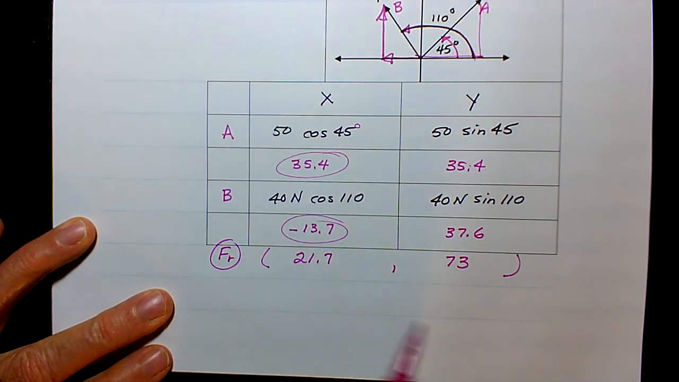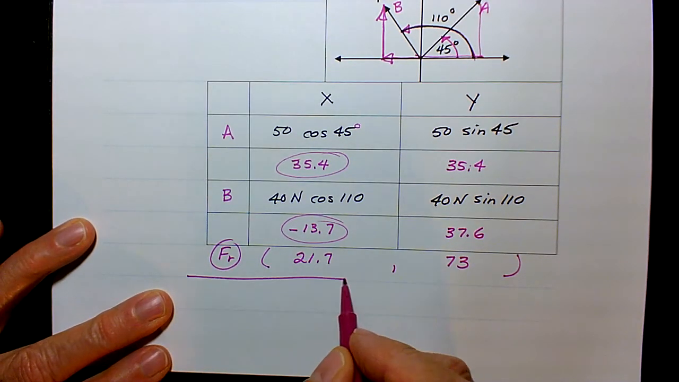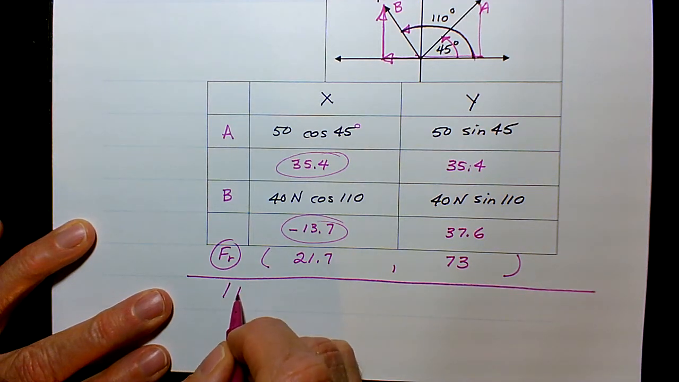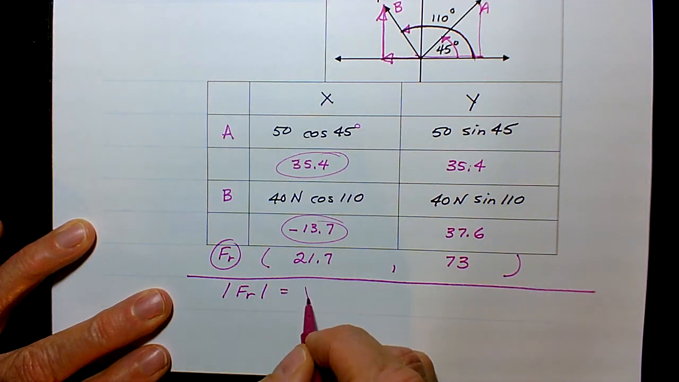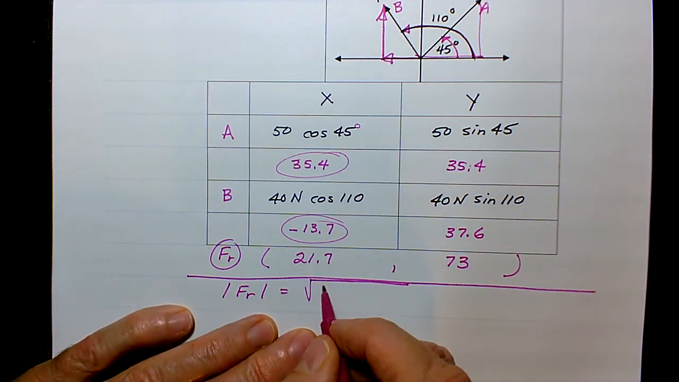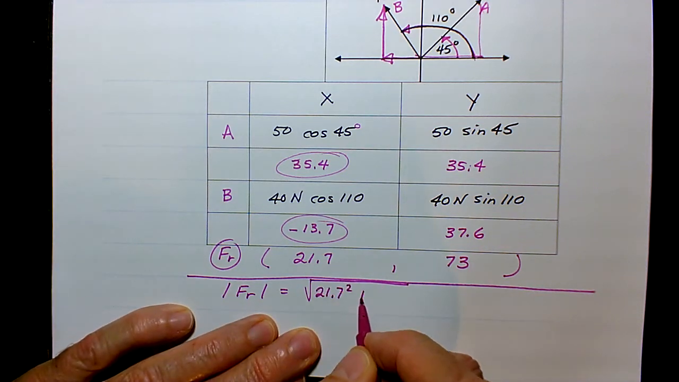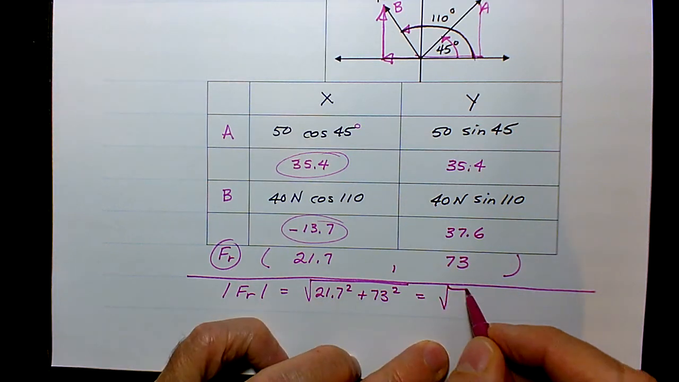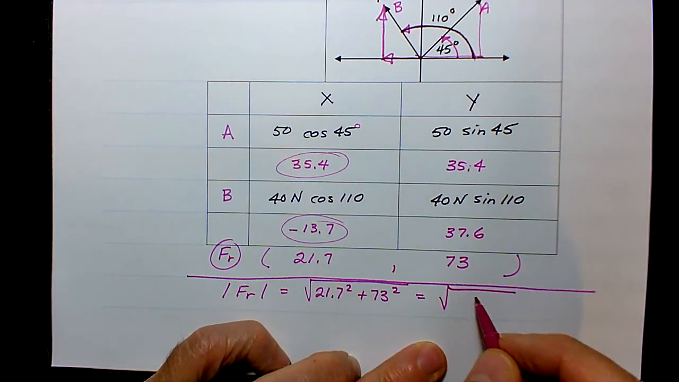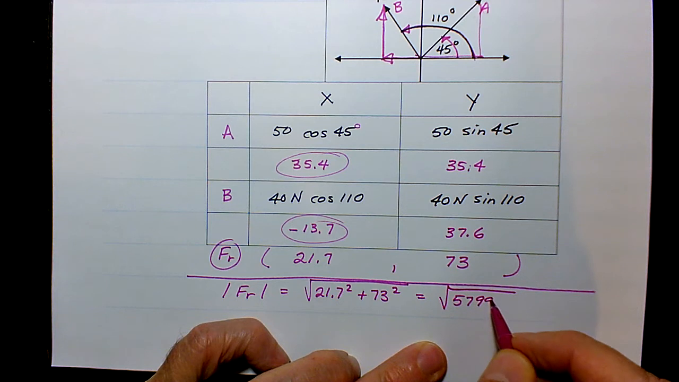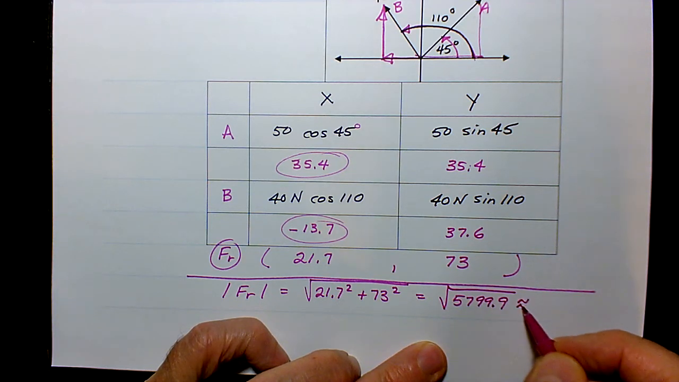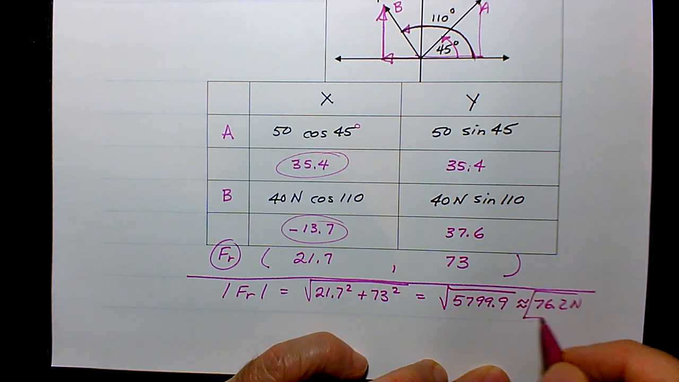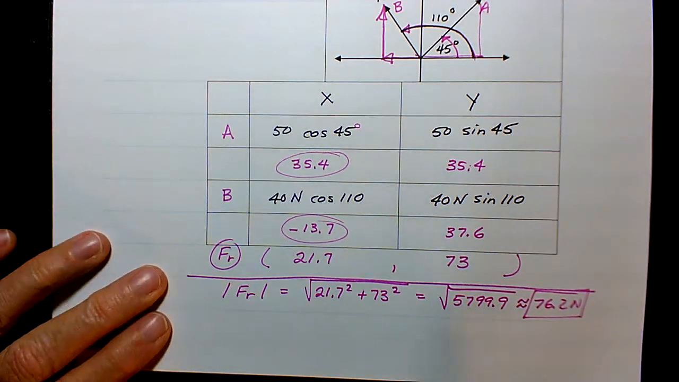So to recompose and get the magnitude and direction of the resultant vector, the magnitude of FR is going to be the square root of 21.7 squared plus 73 squared. That gives me the square root of 5,799.9, which is approximately 76.2 newtons. That's the magnitude of the resultant vector.